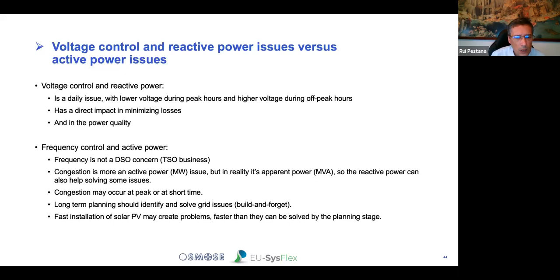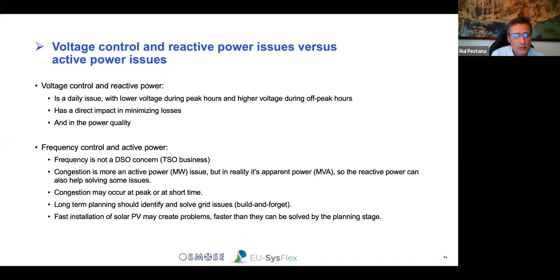That is the idea of build and forget. So they do the reinforcements and then they hope that this is solved forever. Of course, this is not completely true nowadays, because you have the fast installation of solar PV on the rooftop and everything, and also small PV plants that are popping up everywhere. And these are faster than the planning stage that is going on. Next slide.